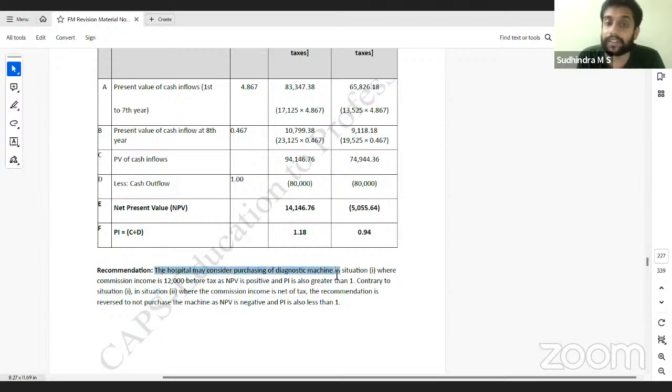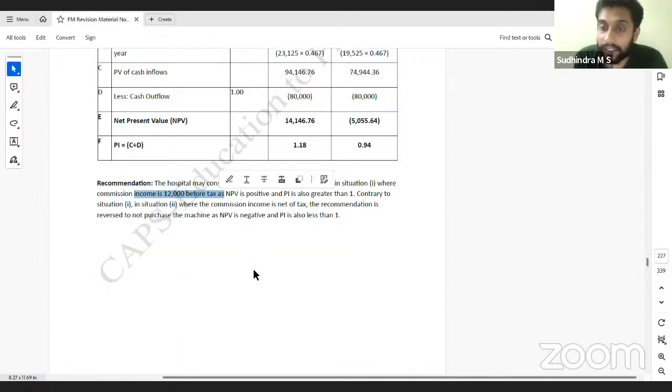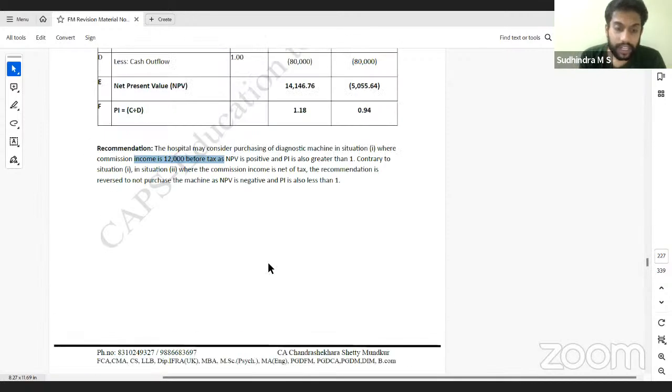So the hospital may consider purchasing the diagnostic machine where commission income is before tax. However, if it is after tax, do not purchase the machine. Go ahead with whatever you are doing, outsourcing. Correct? Yes, that's the solution for that question. We'll look into one more question.